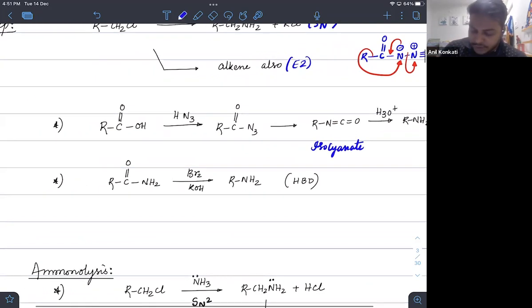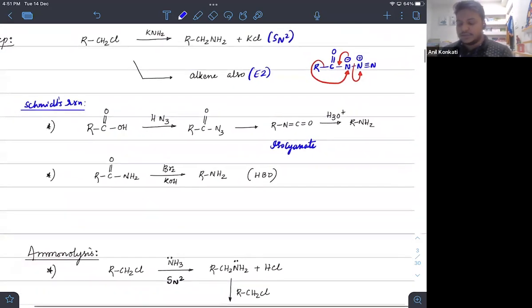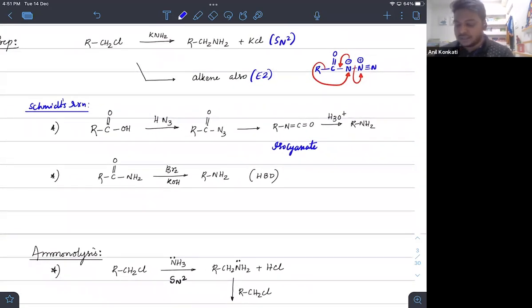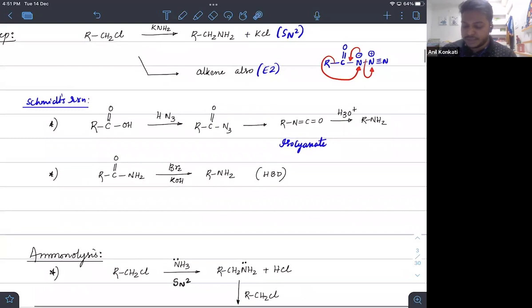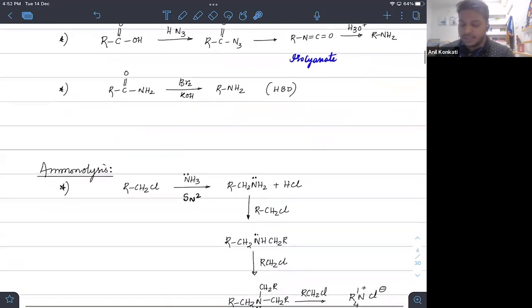This is also known as Schmidt's reaction. This is Schmidt's reaction for making amines. It is also termed a step down reaction, because one of the carbons is lost here and R is connected with nitrogen to make the ammonia form. Now, this is the HBD reaction, Hoffmann bromamide degradation, which goes along similar lines to this earlier one.